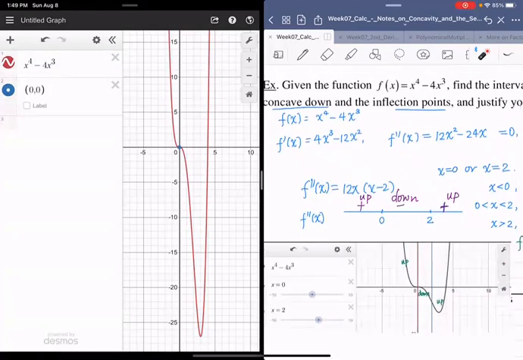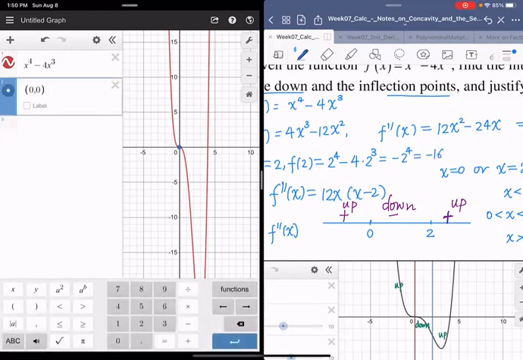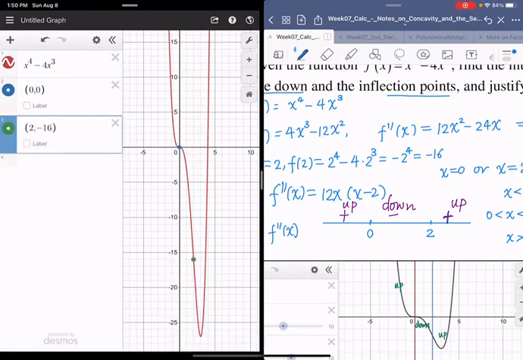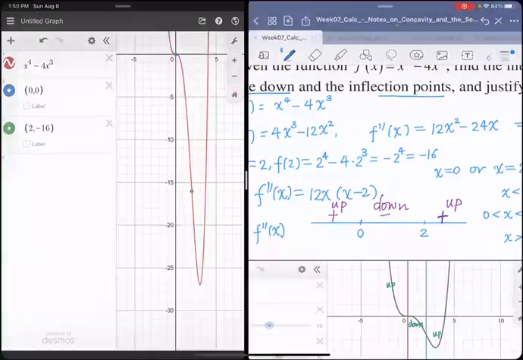When x equals 2, let's calculate. When x equals 2, f of 2 equals how much? This equals how much? Negative 2 to the power 4, right? Negative 16, correct? Yeah. So 2 comma negative 16. This guy, believe or not, this is another inflection point, okay? You won't be able to see it by your eyes, but you can calculate this, okay?